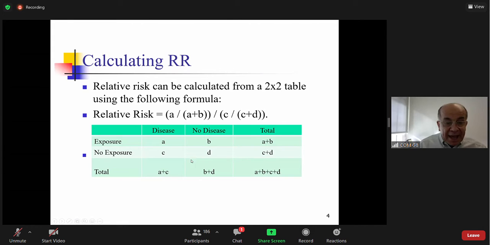And then you can add them this way, they're A plus B, C plus D to the side, or add them in vertical way, A plus C, B plus D. And this is the total A plus B plus C plus D. That's the total, grand total. Are we okay with that? Shall I proceed?